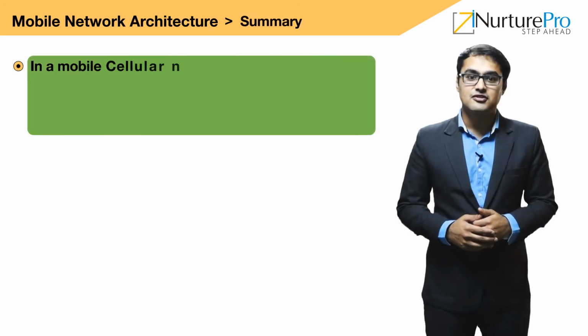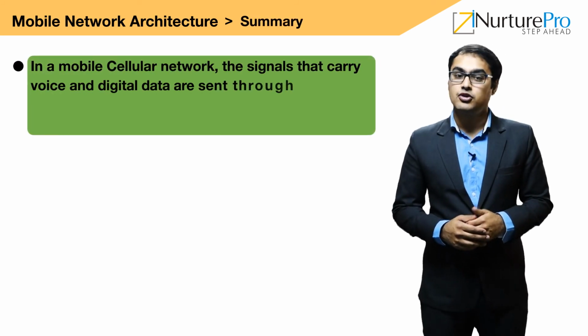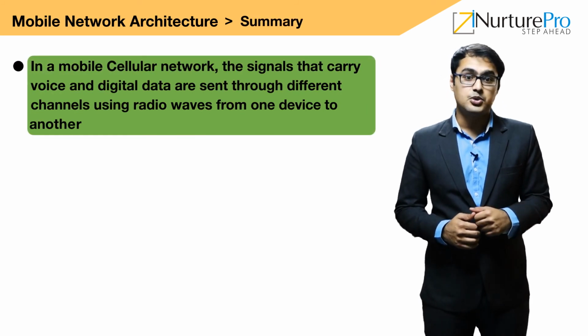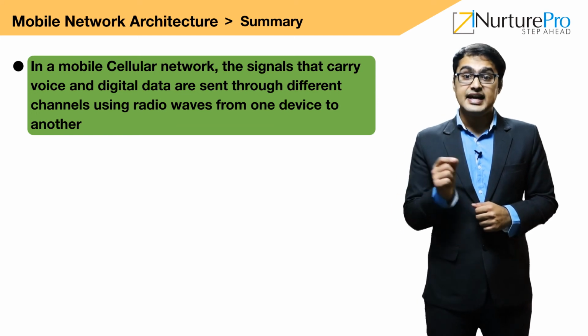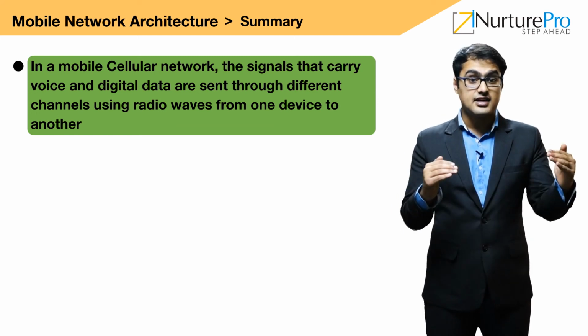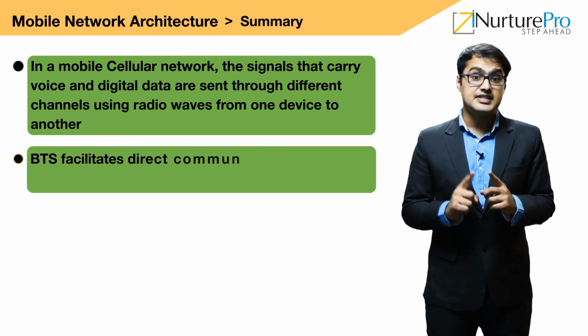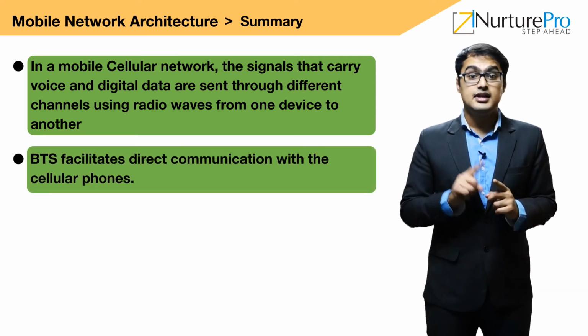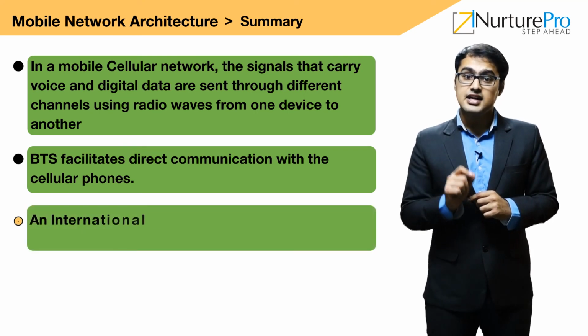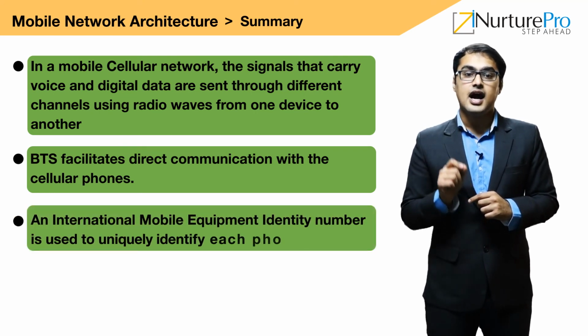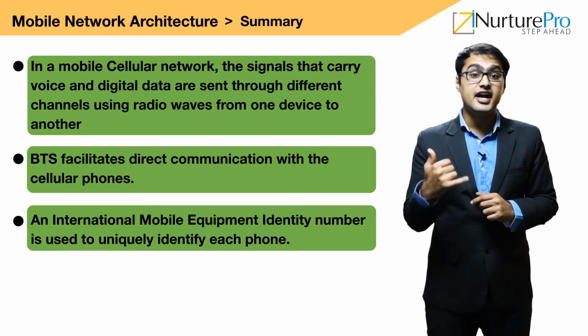This brings us to the end of the video. Let's have a quick recap of what we discussed. In a mobile cellular network, the signals that carry voice and digital data are sent through different channels, using radio waves from one device to the other. BTS facilitates direct communication with the cellular phones. An International Mobile Equipment Identity, IMEI number, is used to uniquely identify each phone.